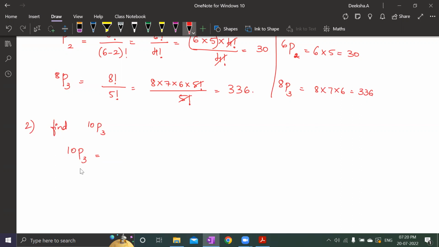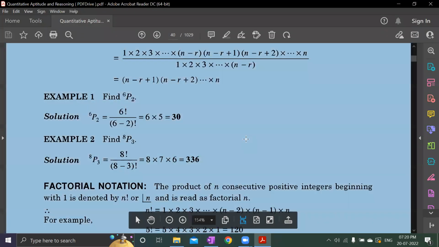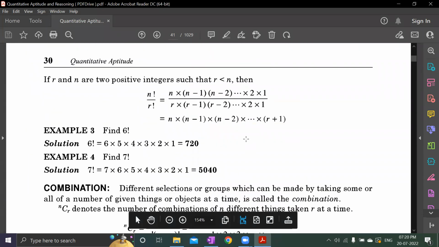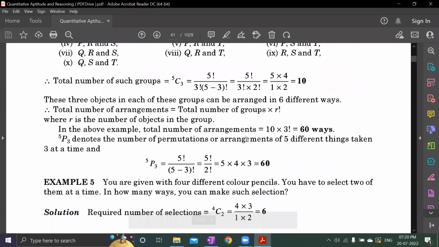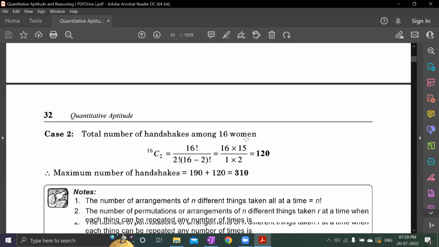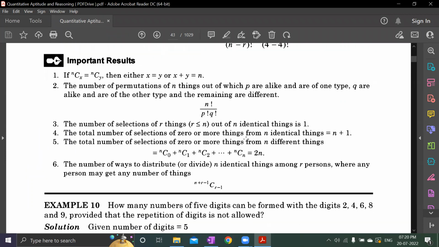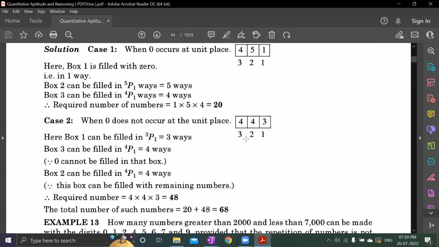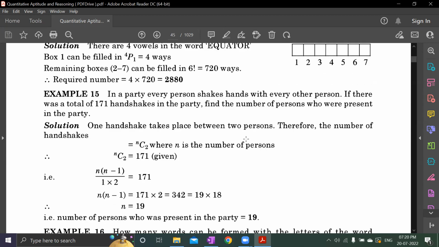Yes, 720. So r is 3, right? So write 3 numbers from 10, which is 10 into 9 into 8. 9 into 8 is 72, into 10 is 720. Okay, whatever is r, that many numbers you have to write from n in the decreasing order. Hope it is clear. Now we'll solve some questions, simple questions.